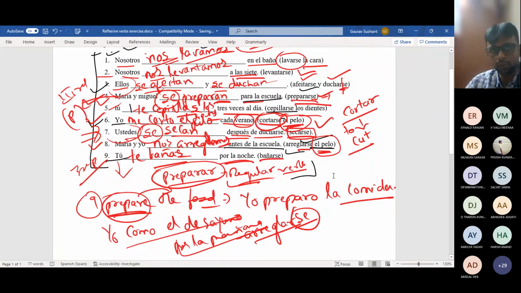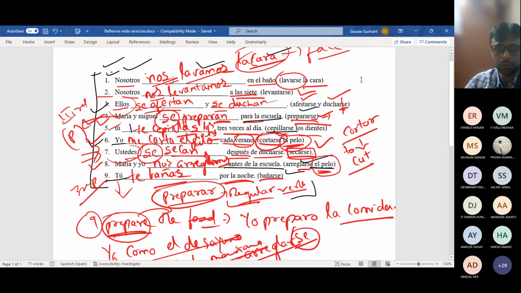And obviously, when you are using reflexive verbs in your daily routine, it is better to mention the time also. So what time you get up, what time you go to school, what time you prepare yourself, what time you brush your teeth, something like that. A normal paragraph can be written. Okay, so please do that. If you can do it, it will be very good. I will discuss it in class after a few classes.